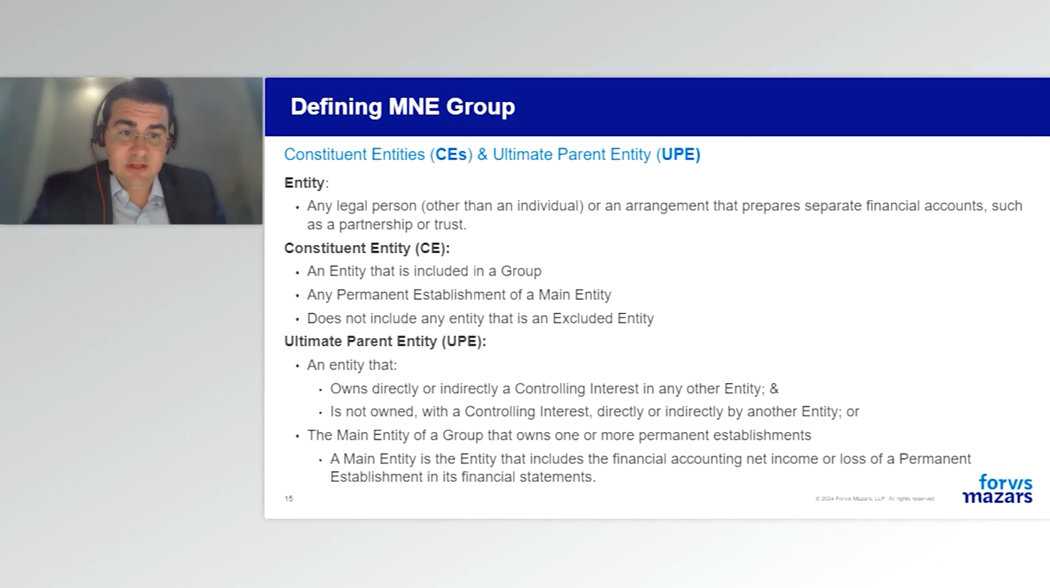The UPE is the ultimate parent entity. It's the most important distinction for classifying your MNE group because it's basically an entity that owns directly or indirectly a controlling interest in any other entity and is not owned with a controlling interest directly or indirectly by another entity. Main entity and PE groups, as we discussed last week, also fall into this. So you could have the main entity, which is usually the UPE of the PE group in the less formal structures that you have. But we're going to piggyback on this controlling interest piece because this is what sets up complexity when you're thinking about MNE groups.